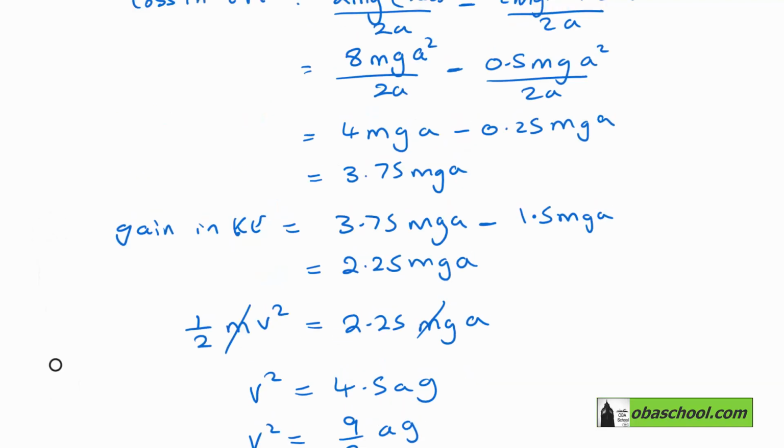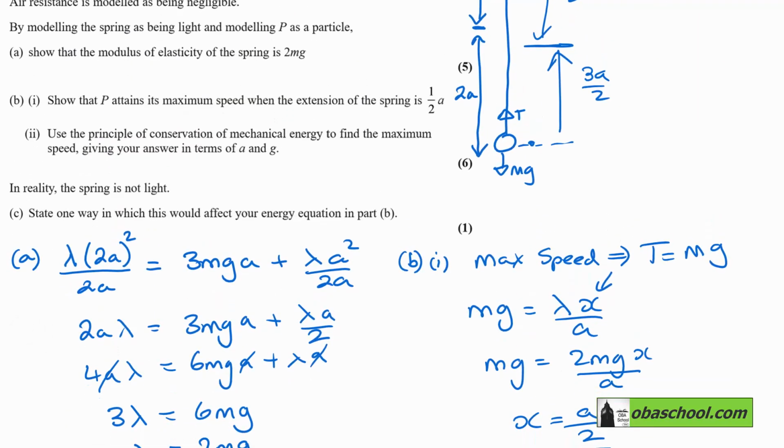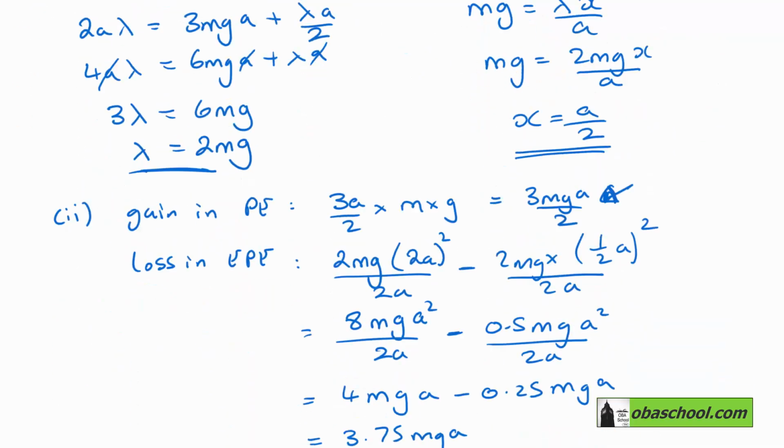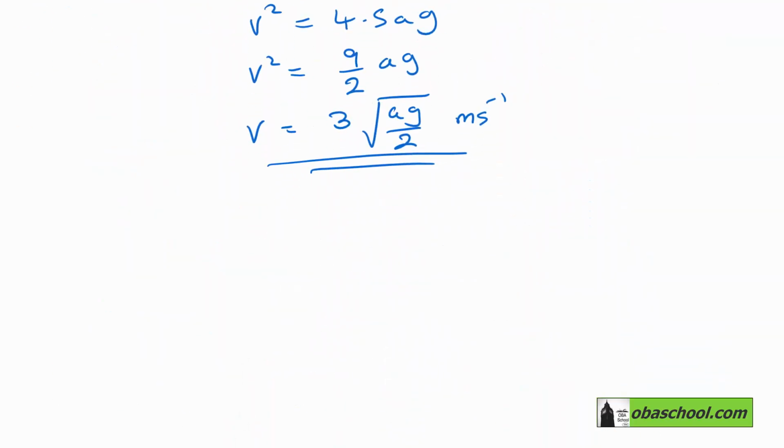Now the very last part of the question just says state one way in which, in reality the spring is not light. State one way in which this would affect your energy equation in part B. Well, there's lots of things here. If the spring actually has mass, then the extension of the spring at equilibrium would be different because you have to take into account the mass of the spring below a certain position all the time. And that's just one of them. There's lots of ways that it would be different.